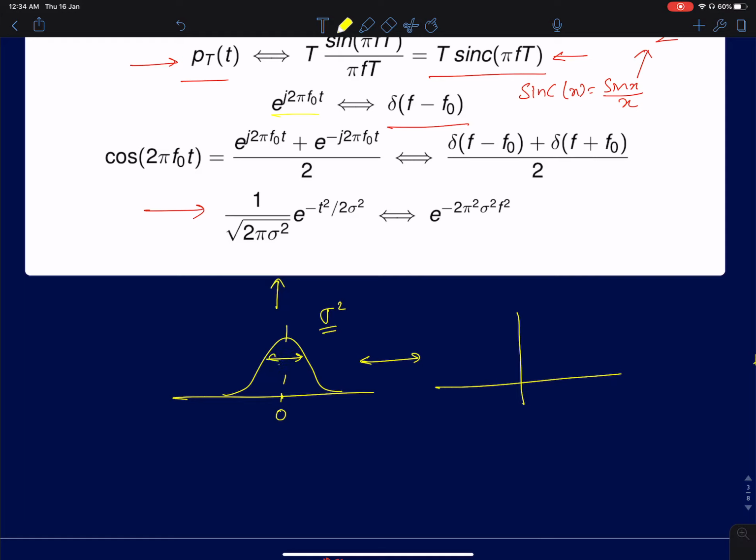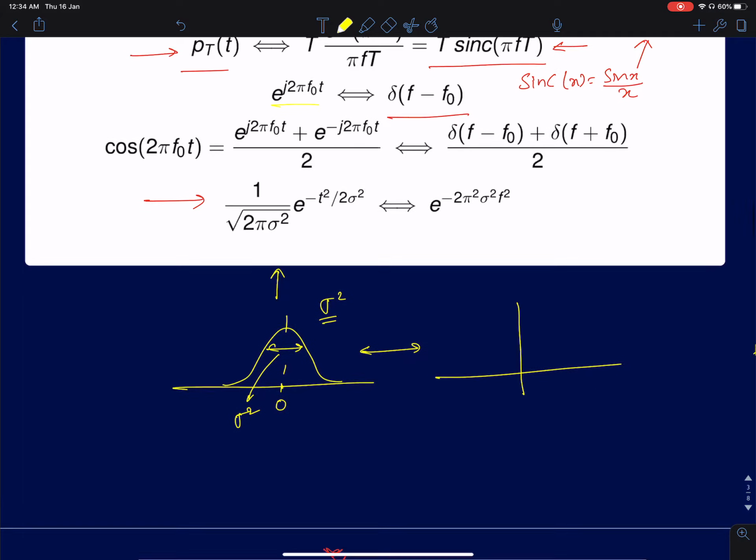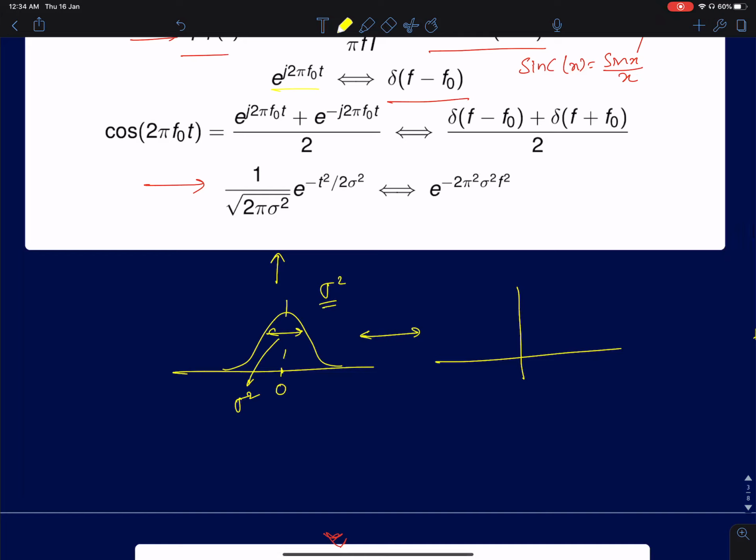So if the time domain variance for this function is sigma square, in the frequency domain it depends on how it is in time domain. For example, for a very narrow function, say your Gaussian sigma is very small, the function is going to be very narrow in time domain, and because the area is supposed to be 1, the peak is going to be larger. Then in frequency domain, it's going to be wider. It's going to spread. It will be more of a wideband signal.